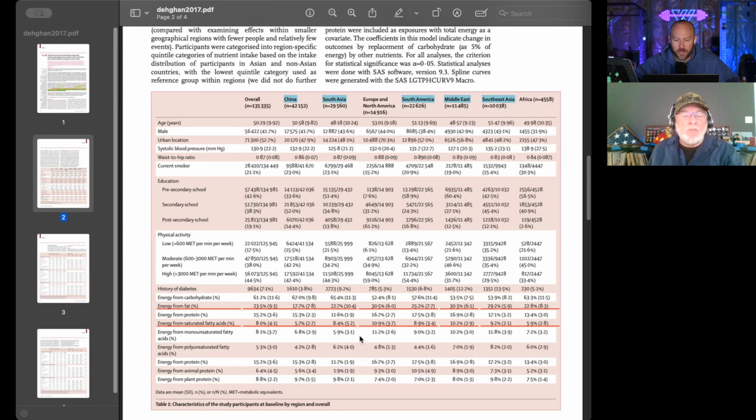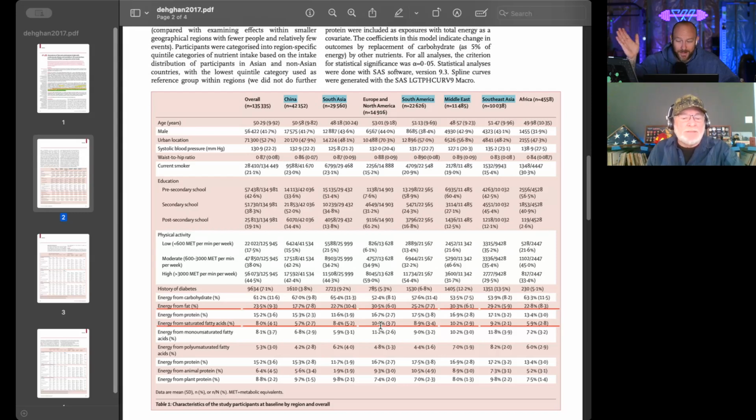Energy from saturated fatty acids, the highest amount is 10.9. Let's just call it 11, coming from Europe and North America. And then we have the Middle East at 10.2, and then it starts falling down from there. So right here on its face, Dwayne, the highest amount consumed, this is the mean, is 11%. Is that closer to the current recommendations?